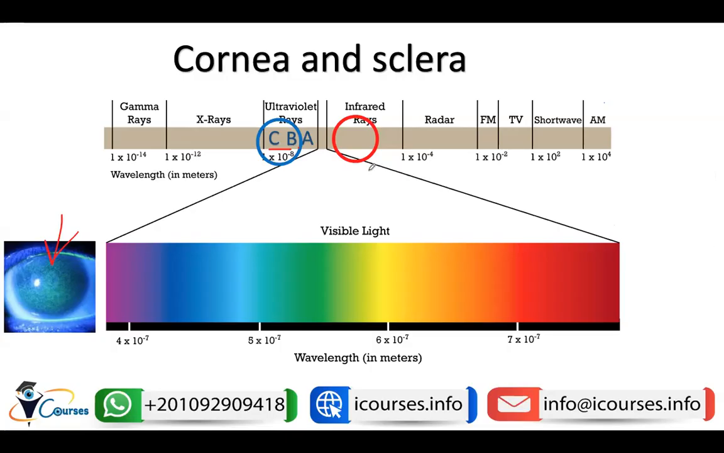Also, the cornea and sclera can absorb the infrared rays C and B as well. As you can see here from the spectrum, as we go from backward to forward in the alphabet, the wavelength increases. So A has a longer wavelength than B, and B has a longer wavelength than C. Again, here A is more than B and B is more than C.